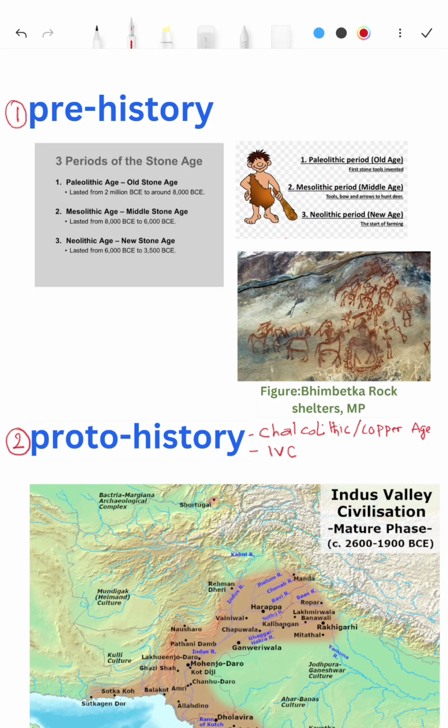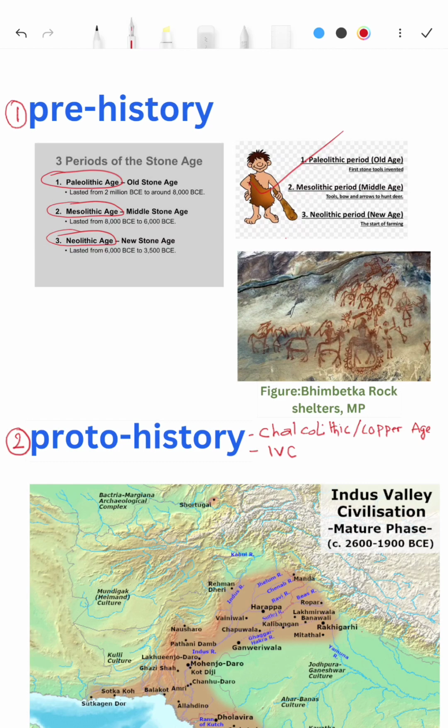Coming to prehistory, that is the three periods of Stone Age. The first one is the Paleolithic Age, the second one is the Mesolithic Age, and the third one is the Neolithic Age. And you can see the detailed description also here. And the figure is the famous prehistoric art belonging to all three phases. And this is in Bhimbetka rock shelter, that is in Madhya Pradesh.